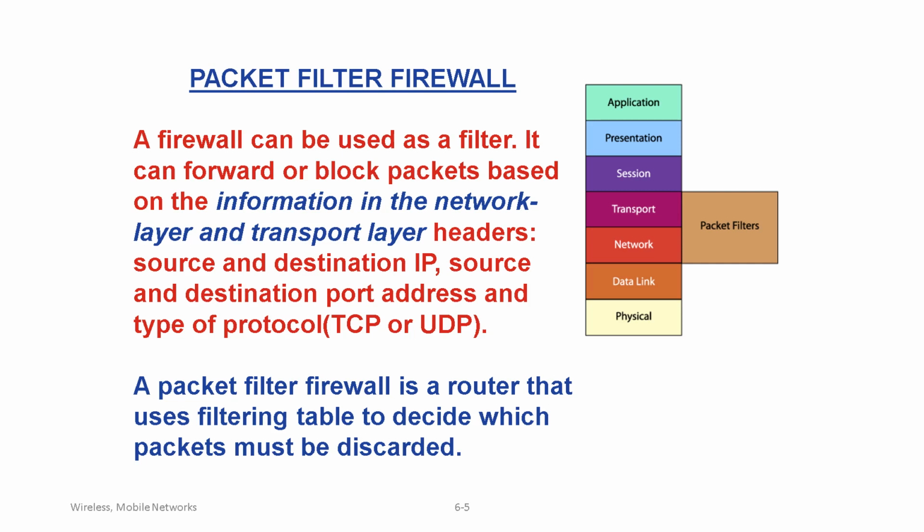The packet firewall is installed at the transport layer and the network layer. The information in the network layer and the transport layer is examined by the packet filters or packet firewall. The headers of these layers contain source and destination IP address, source and destination port address, and the type of protocol, TCP or UDP. It will analyze the header of the transport layer and the network layer. The packet filter firewall is a router that uses a filtering table to decide which packets must be discarded.